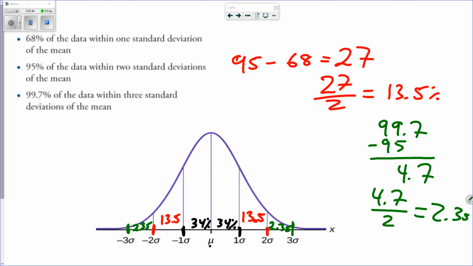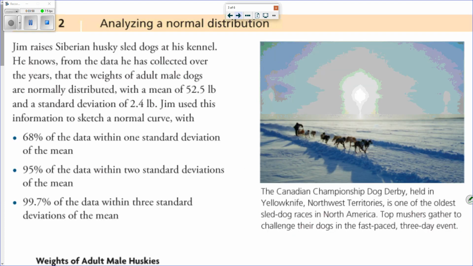So that's going to be useful for the next couple of examples. So I might reference back to this slide for future examples. So we look at our example here. Jim's raising Siberian Huskies. Mean 52.5 pounds, standard deviation of 2.4 pounds.